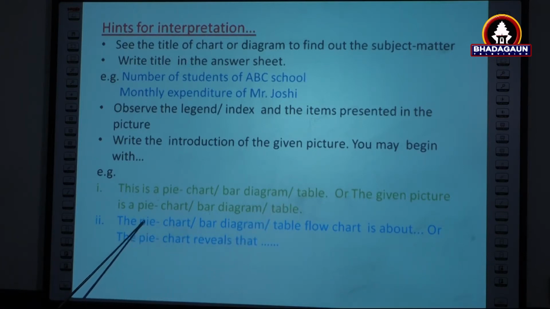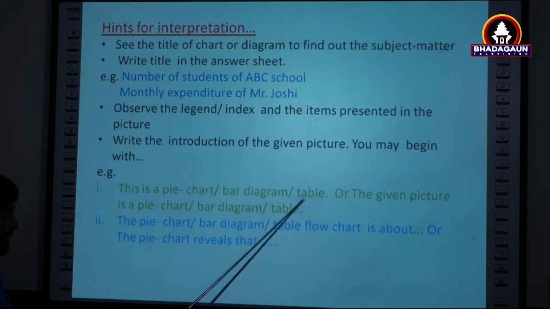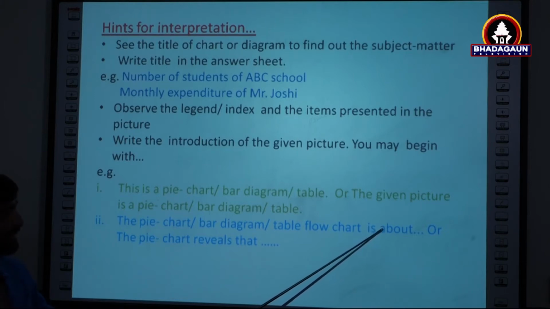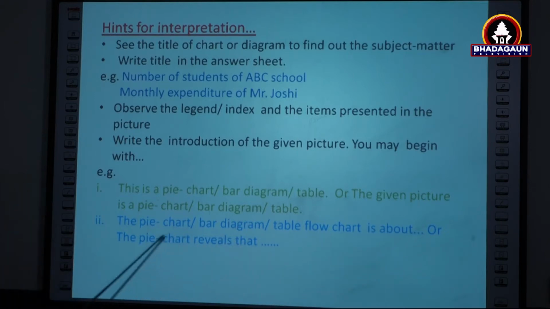So the second line of the introductory paragraph will be about the pie chart, bar diagram, table, or whatever is given there. You have to think about this one. These are the options: flow chart, or table, or flow chart is about. What is the picture about, or what is the picture for? What does the picture signify? Or you can say the pie chart reveals that.